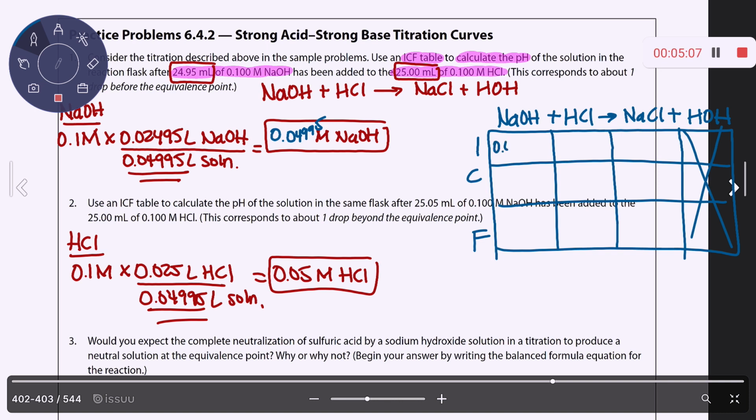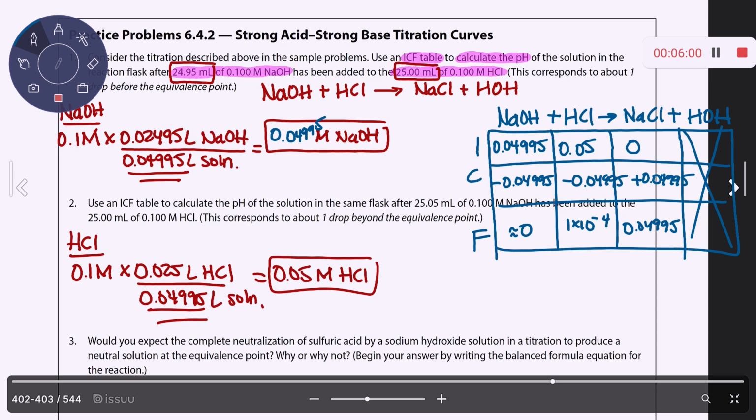All right, so this is 0.04995 and 0.05. Okay, then this is the same concentration. This is 0.04995 minus 0.04995, and this is plus 0.04995. So this is 0, pretty much. And then this is small. I've got 1 times 10 to the negative 4th. Double check me on that.